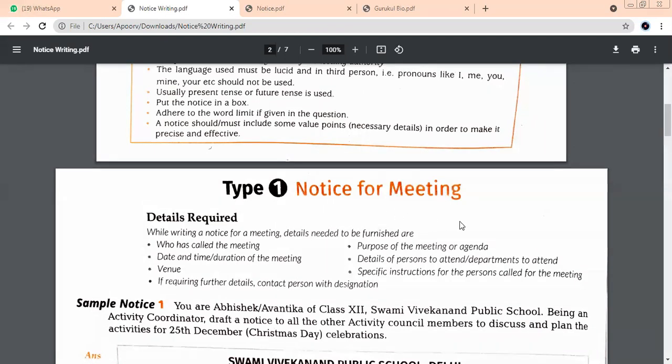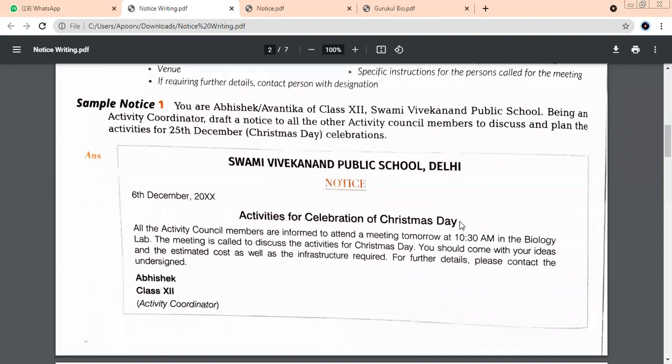And this notice will be written. You'll have to make a box. The only change that you need to do, please put the date over here. Two changes in this when you write. First is put the date over here. Attend the meeting on 7th December. Don't write tomorrow. And this line for further details should be from a new line. That is all the change that is expected from you.